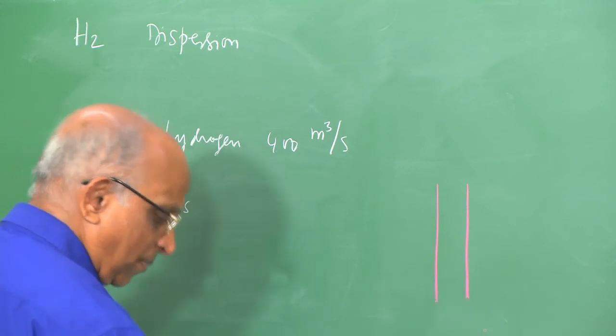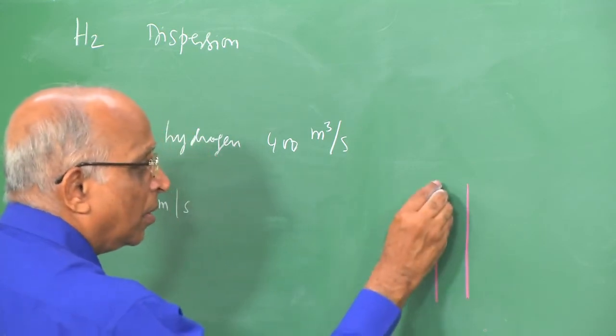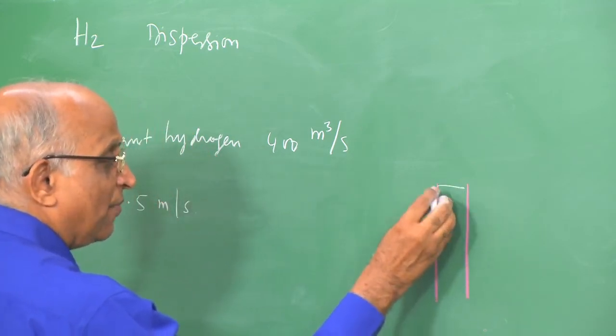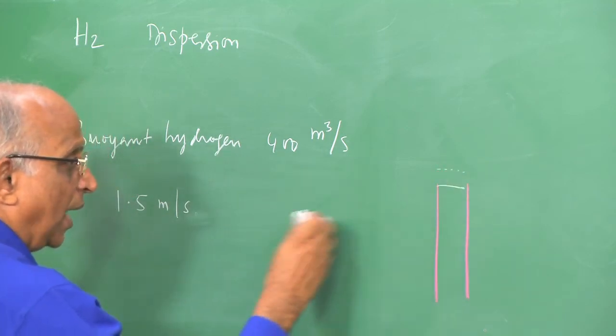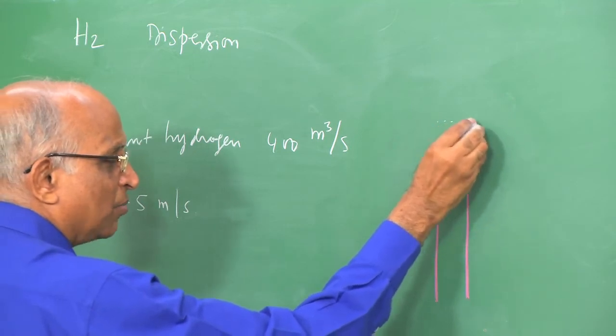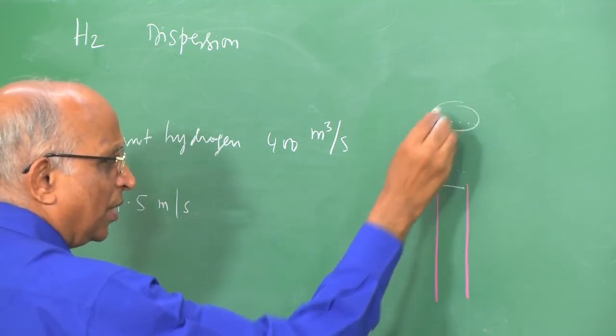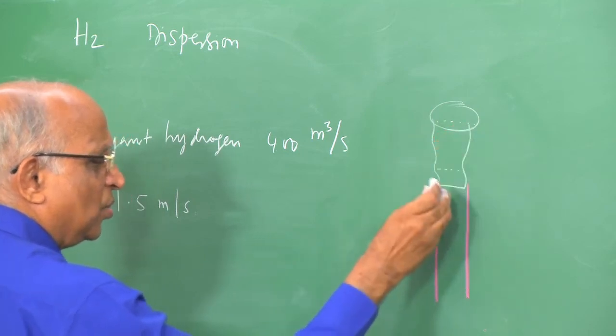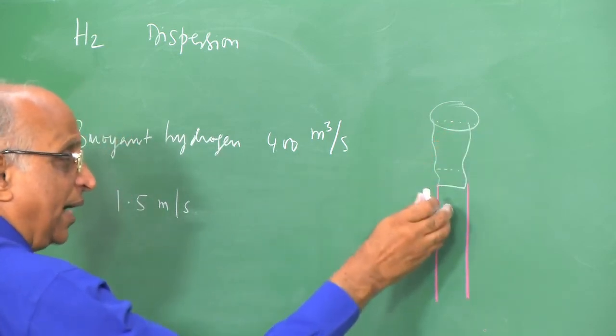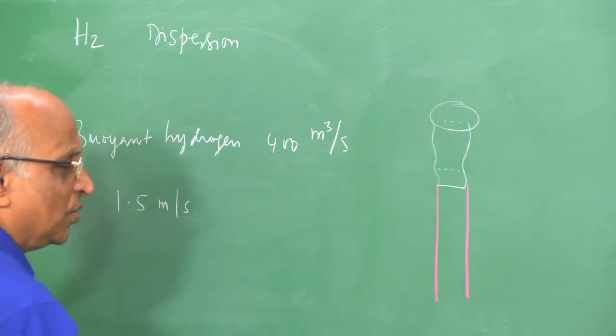Well, this is the stack. What is going to happen? Because of the initial velocity effects, the gas will move further, and because the hydrogen gas is lighter, it comes over here and mixes with air. From here, the mixed gases, due to the initial velocity and the initial buoyancy, come to this zone.